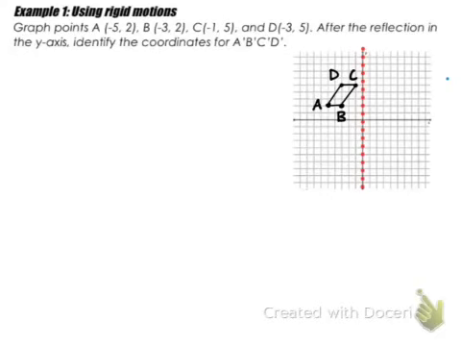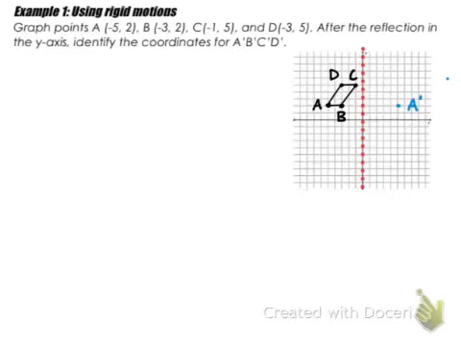So using the line of reflection, we're going to go one point at a time. So we're looking at A. A is 1, 2, 3, 4, 5 points from the line of reflection. So in the opposite direction, going across the line of reflection, we're going to go 5 points: 1, 2, 3, 4, 5. This is where A prime should be.